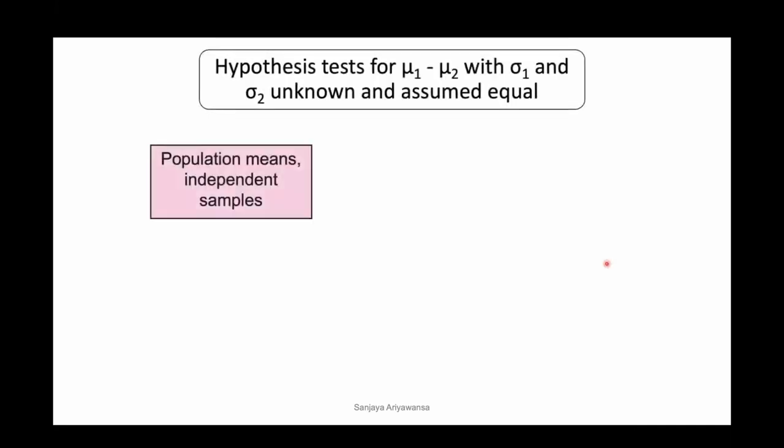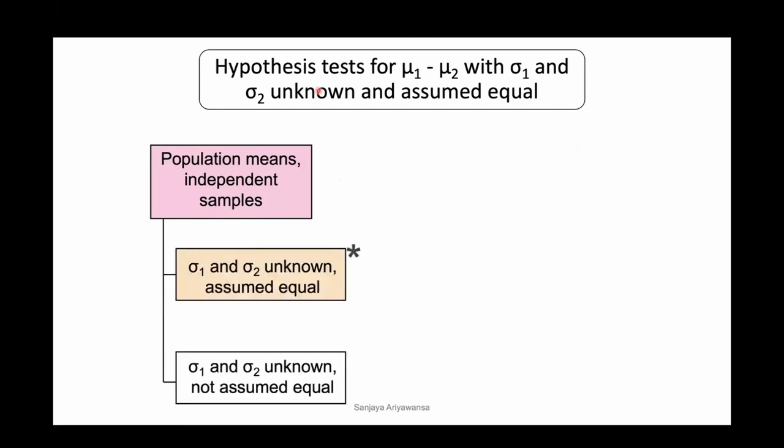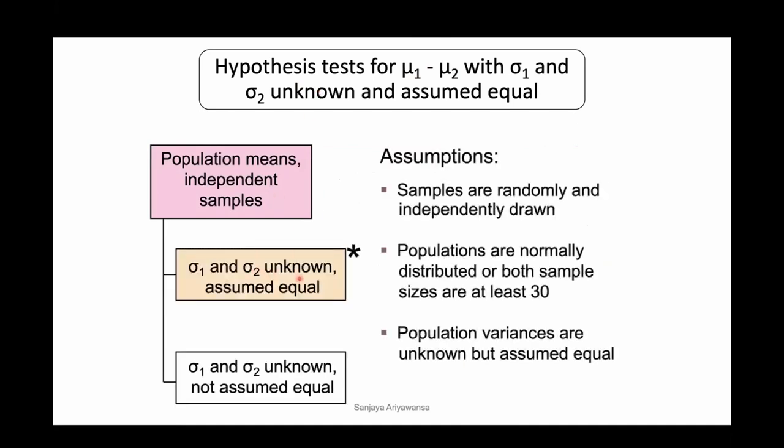So what are the two sections that we are looking at under this hypothesis test for mu1 minus mu2 with sigma 1 and sigma 2 unknown and assumed equal, right? This is the case that we are looking at. So there are a few assumptions in this case. Samples are randomly and independently drawn. Populations are normally distributed, or both sample sizes are at least 30, and population variances are unknown but assumed equal.